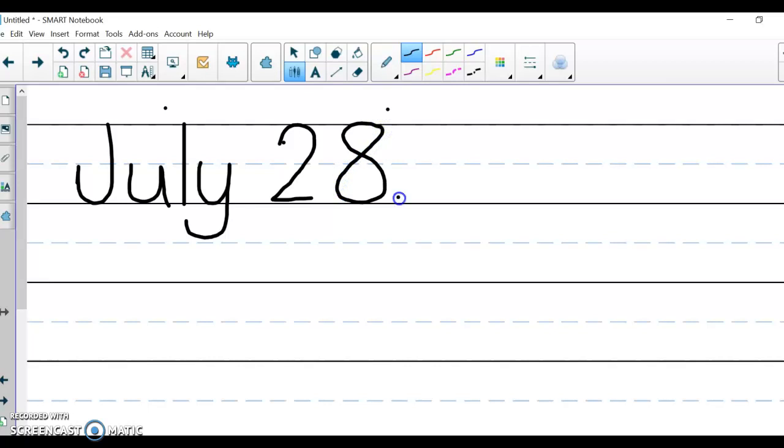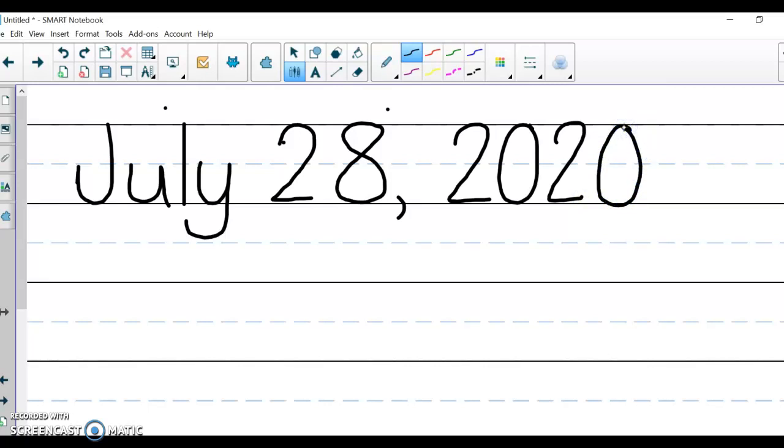And then I'm going to put a comma after the date. And then I'm going to write 2, 0, another 2, because the year is 2020, and then another 0. Great. So that's how we write out our date. Today is July 28th, 2020. So I just practiced.